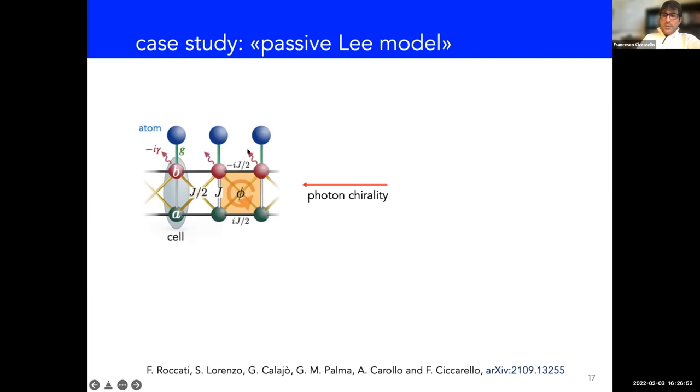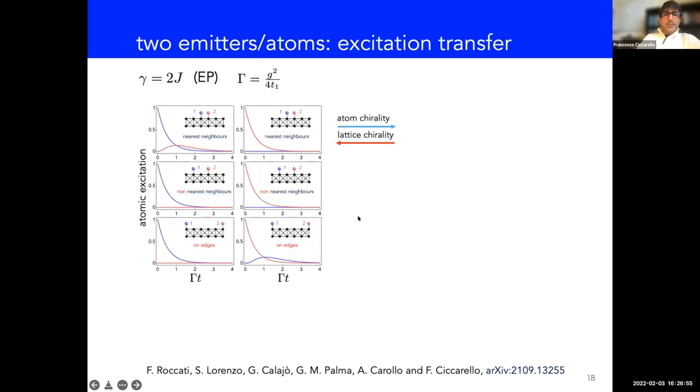Now, couple atoms to the photonic lattice, what happens? Let me just discuss the most interesting point in the parameter space, a critical value of the loss rate, and let me consider only two atoms. If I put the two atoms on nearest neighbor cells and excite only one of the two, you see that this one will get de-excited, and meanwhile the other atom will get excited, absorbing part of the excitation emitted from the first atom, which is a kind of partial state transfer. The state transfer is partial because the system is lossy, it's dissipation.